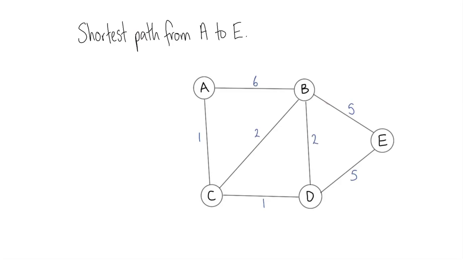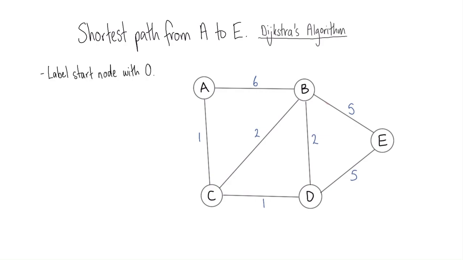Here we're going to learn how to find the shortest path from one node to another. So in this example, we're finding the shortest path from A to E. We can travel along as many edges as we need to, but we want to collect up the least amount of weight to get from one place to another. The method that we're using is Dijkstra's algorithm.